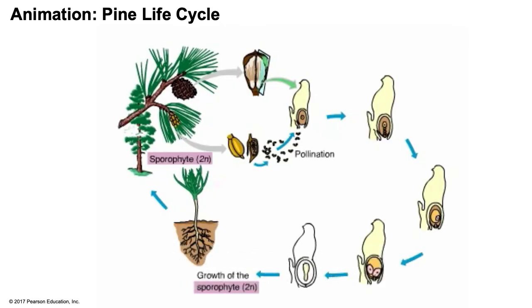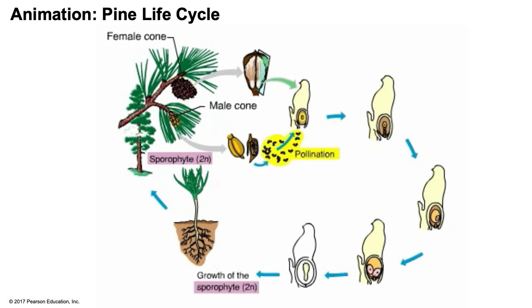Gymnosperms are seed plants that have no enclosed chambers around their seeds. Most gymnosperms are conifers, cone-bearing trees such as the pine shown here. The male and female parts of a conifer are found in separate locations and structures on the tree. A pine tree represents the diploid sporophyte phase of the life cycle. Haploid male and female gametophytes develop in cones on adult sporophytes. Gametophytes produce eggs and sperm.